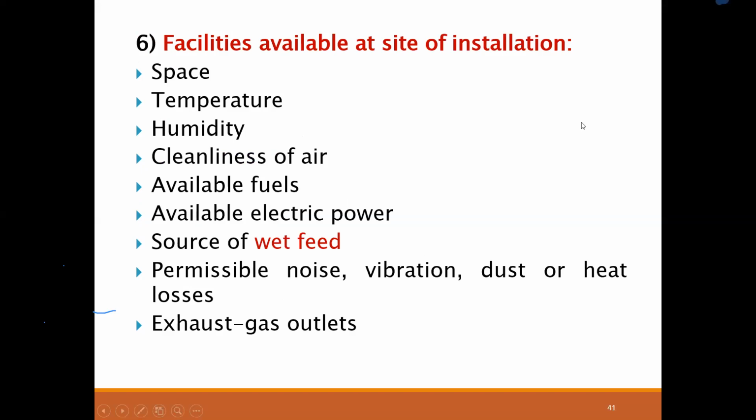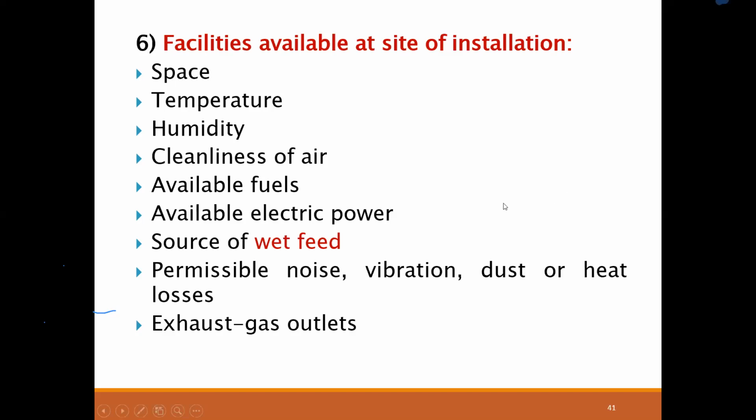Then different facilities available in the laboratories. If you want to install a dryer, whether the space is available, whether the temperature machinery is available, whether the humidity is controlled, relative humidity is controlled, and the cleanliness of the air. In that area the air should be clean. Then available fuels, what fuels are required for the dryer, whether they are available or not. Electricity, water, electric power, whether available or not.